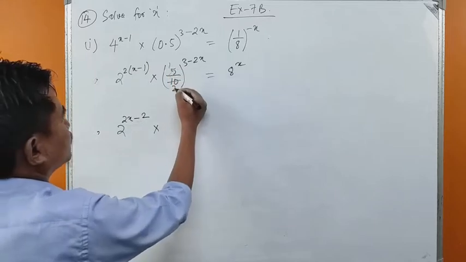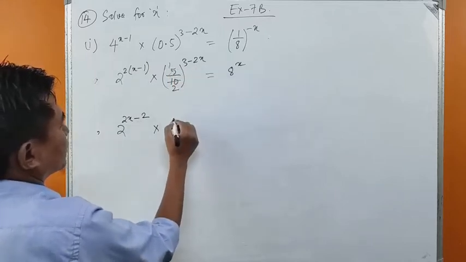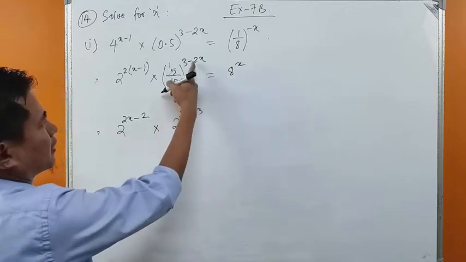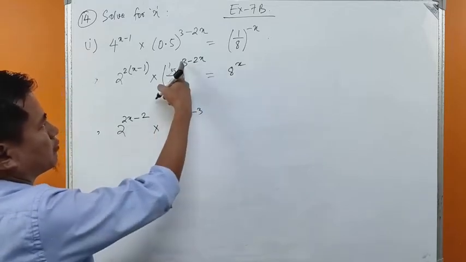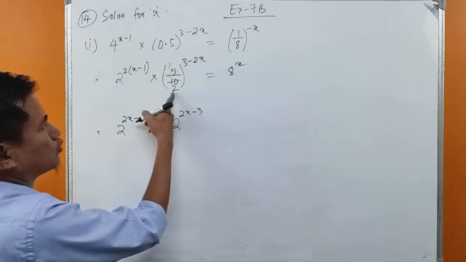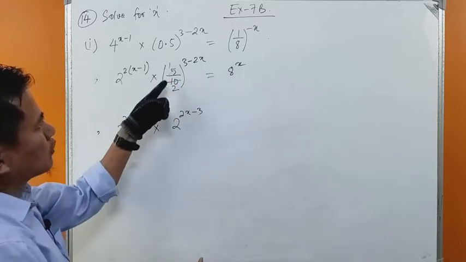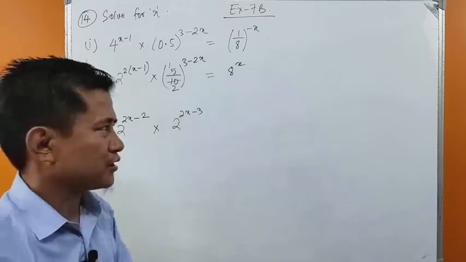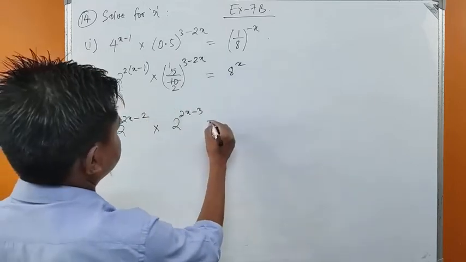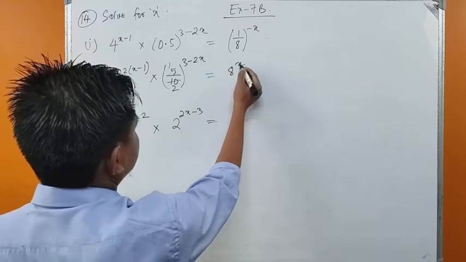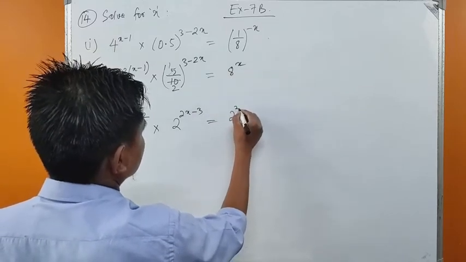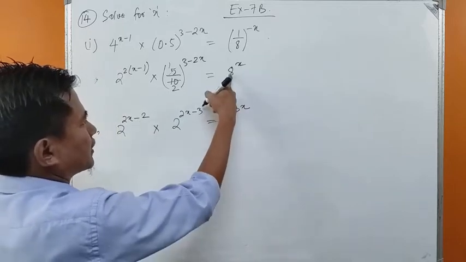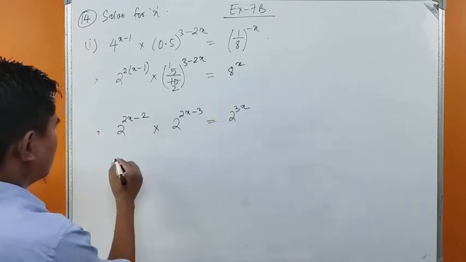Now 1 upon 2 to the power 3 minus 2x can be written as 2 to the power 2x minus 3, minus 2x becomes plus 2x, plus 3 becomes minus 3 when this 2 goes to the numerator. 1 goes to the denominator and the power becomes this. 1 to the power any number is always 1, so no need to write that. Equals to 8 to the power x, means 8 means 2 cubed to the power x. Okay, 2 cubed is 8, and this x is this x.